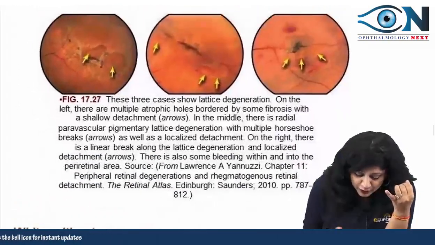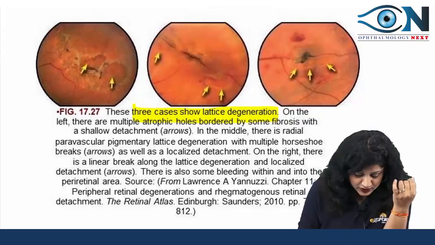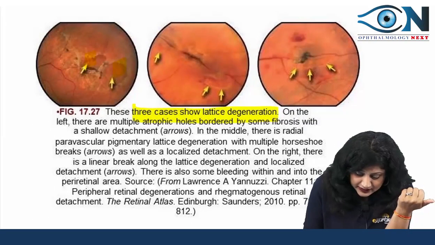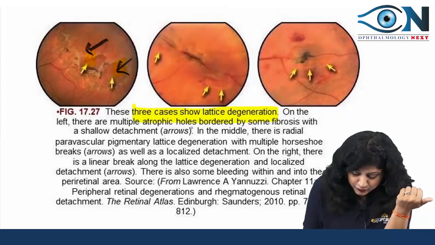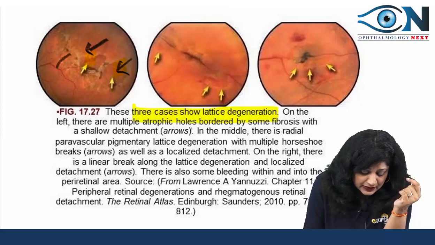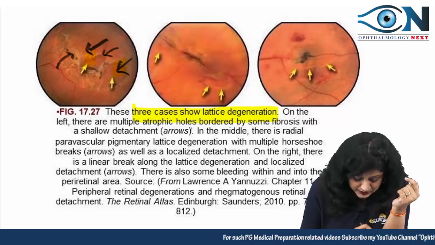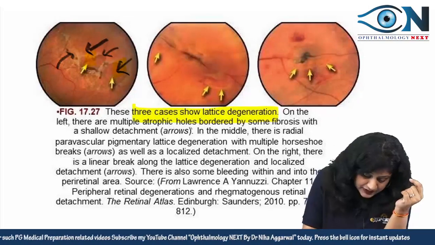So we have got three cases which are showing the lattice degeneration. If you look at these images, on the left there are multiple atrophic holes here. They are seen. We have got the atrophic holes here. So these are the atrophic holes, and then if you look at these whitish areas, these are the areas of the fibrosis. Okay, then in the middle you can see the pigment here.